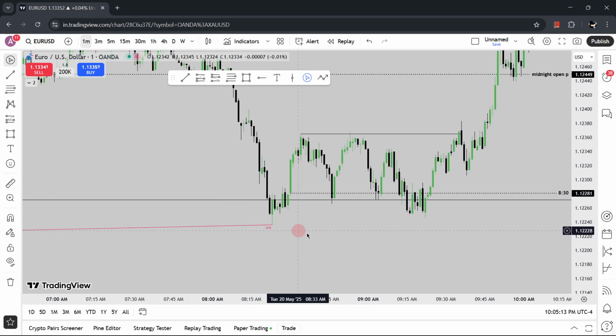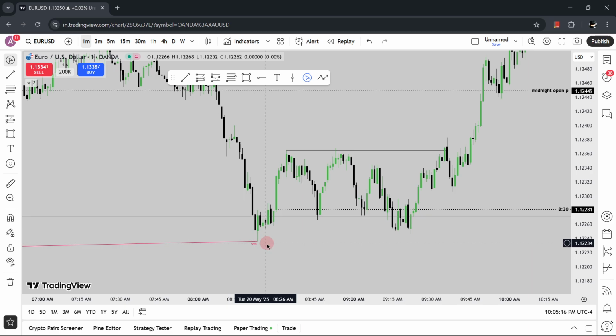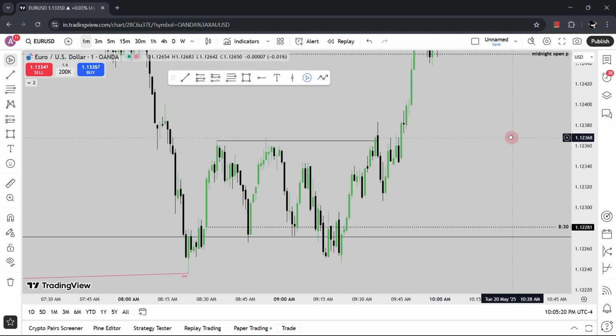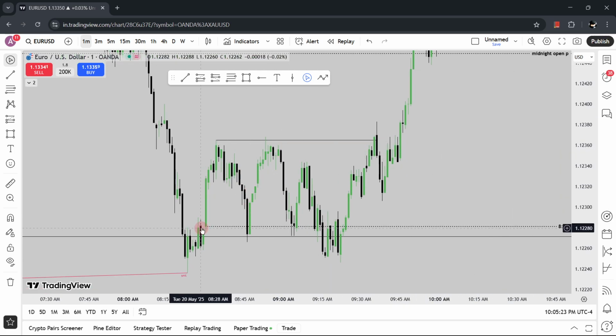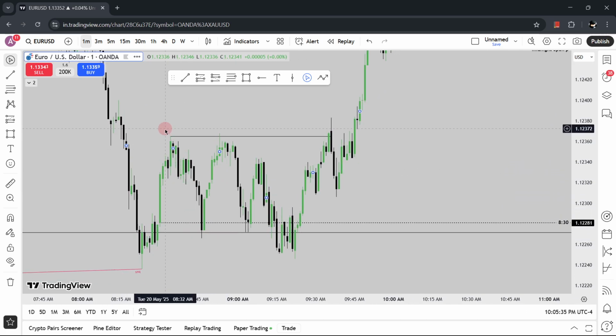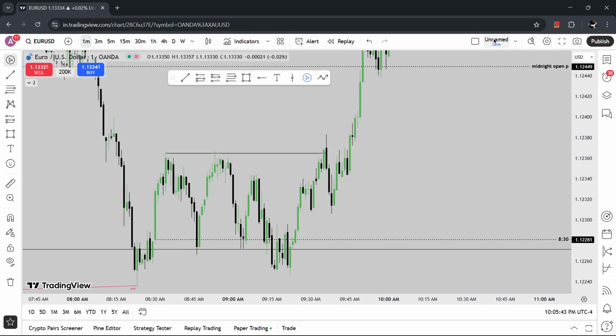This was the low. SMT divergence. I want you to have a look here. It is 8:30. Before 8:30, EU was not able to take out that low, but GU was able to take out that low at this moment. It created relative equal highs and relative equal lows. So our bias was bullish. My bias was bullish. I don't want to take a trade to the downside while the market is bullish.